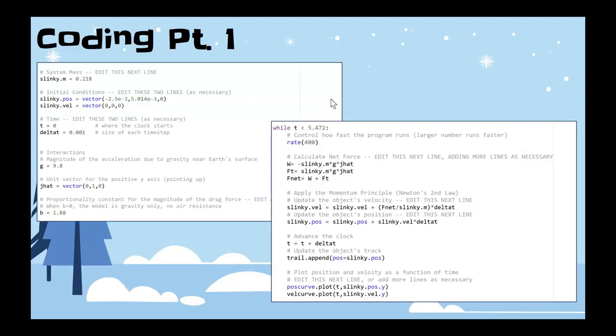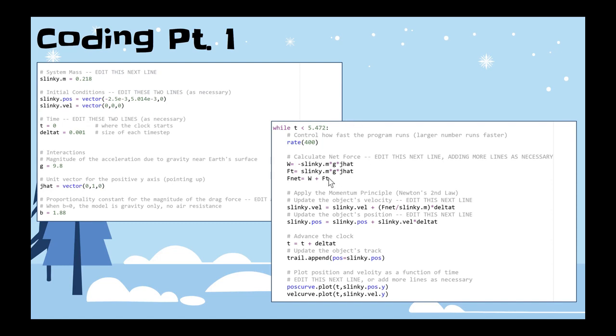Coding part 1. So for my model of the graph, I went ahead and put in my initial conditions. We have the mass, initial position and velocity vectors, gravitational acceleration. The j hat shows the direction of the spring, the unit vector, and then this is our drag force constant. So this time, 5.472 seconds, is the time up until the bottom of the slinky begins to move. But until then, it stays constant.